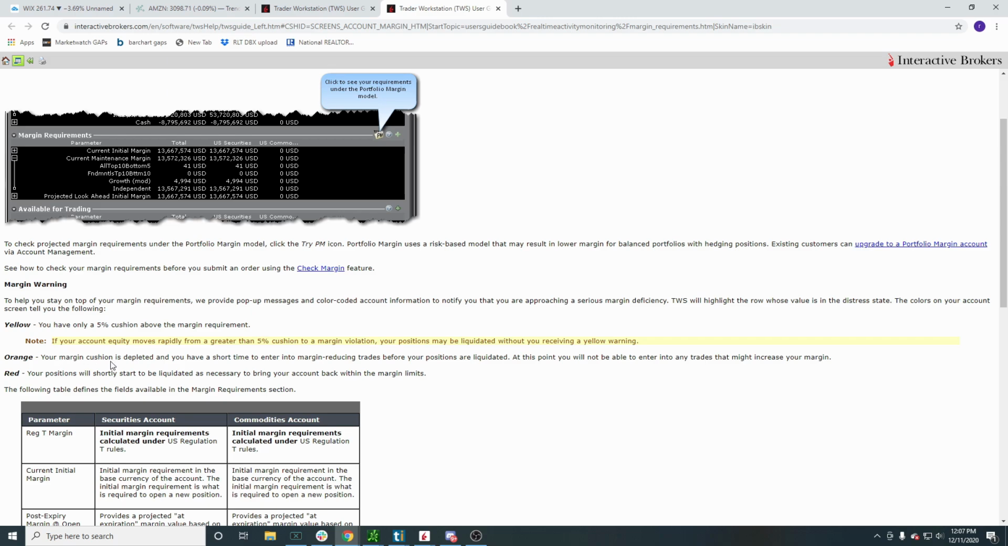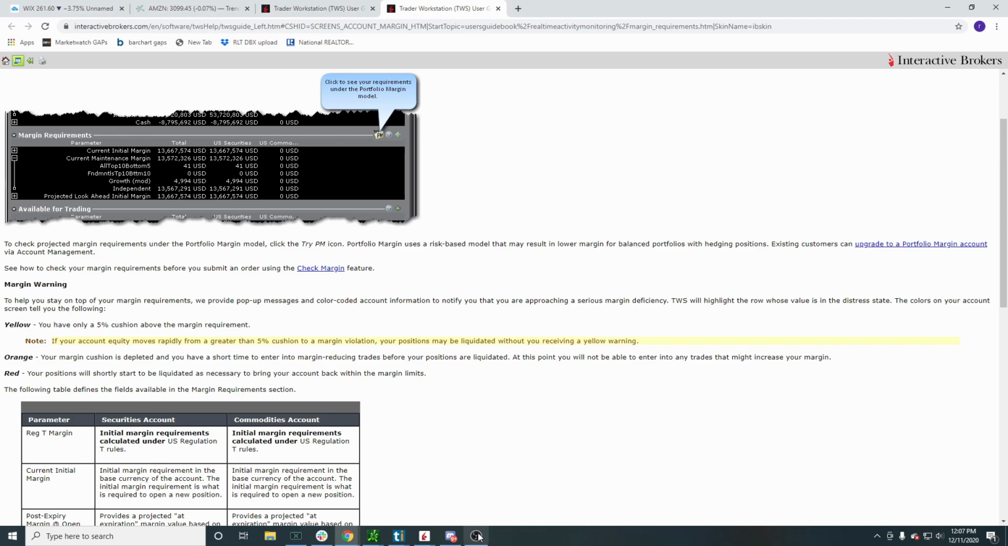Orange: your margin cushion is depleted and you have a short time to enter into margin reducing trades before your positions are liquidated. That could mean selling shares. If you're long shares and it's moving against you, it could mean buying a put, because that can cap your downside risk and bring you back within margin requirements. At this point, you will not be able to enter into trades that might increase your margin. Red: your positions will shortly start to be liquidated as necessary to bring your account back within margin limits.